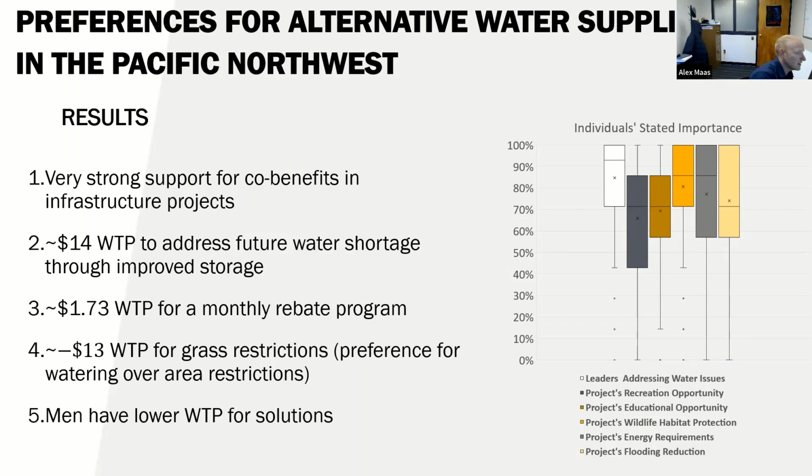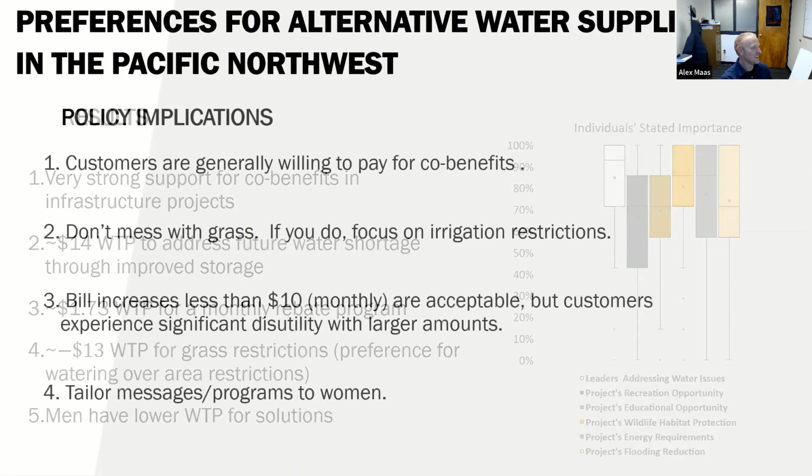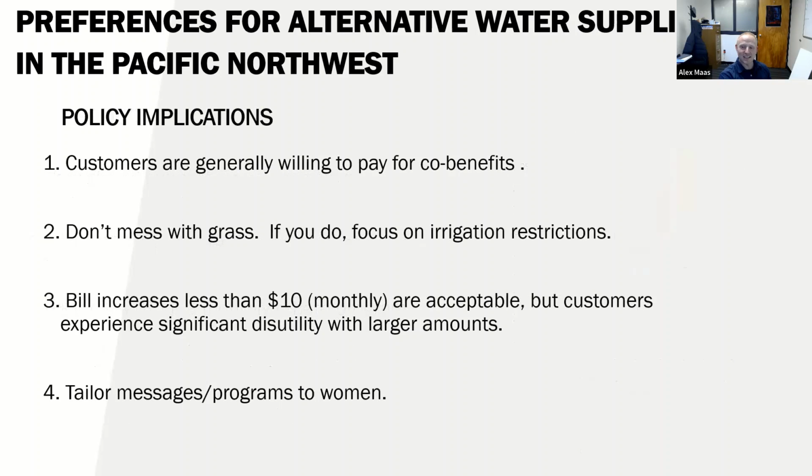Also, something that popped out of this that was not intentional, but men are the worst. I don't know if we can say that anymore. They were generally much less willing to pay for anything. Co-benefits, additional storage, they were just cheaper. Yeah, I don't have a more politically correct way to say that.